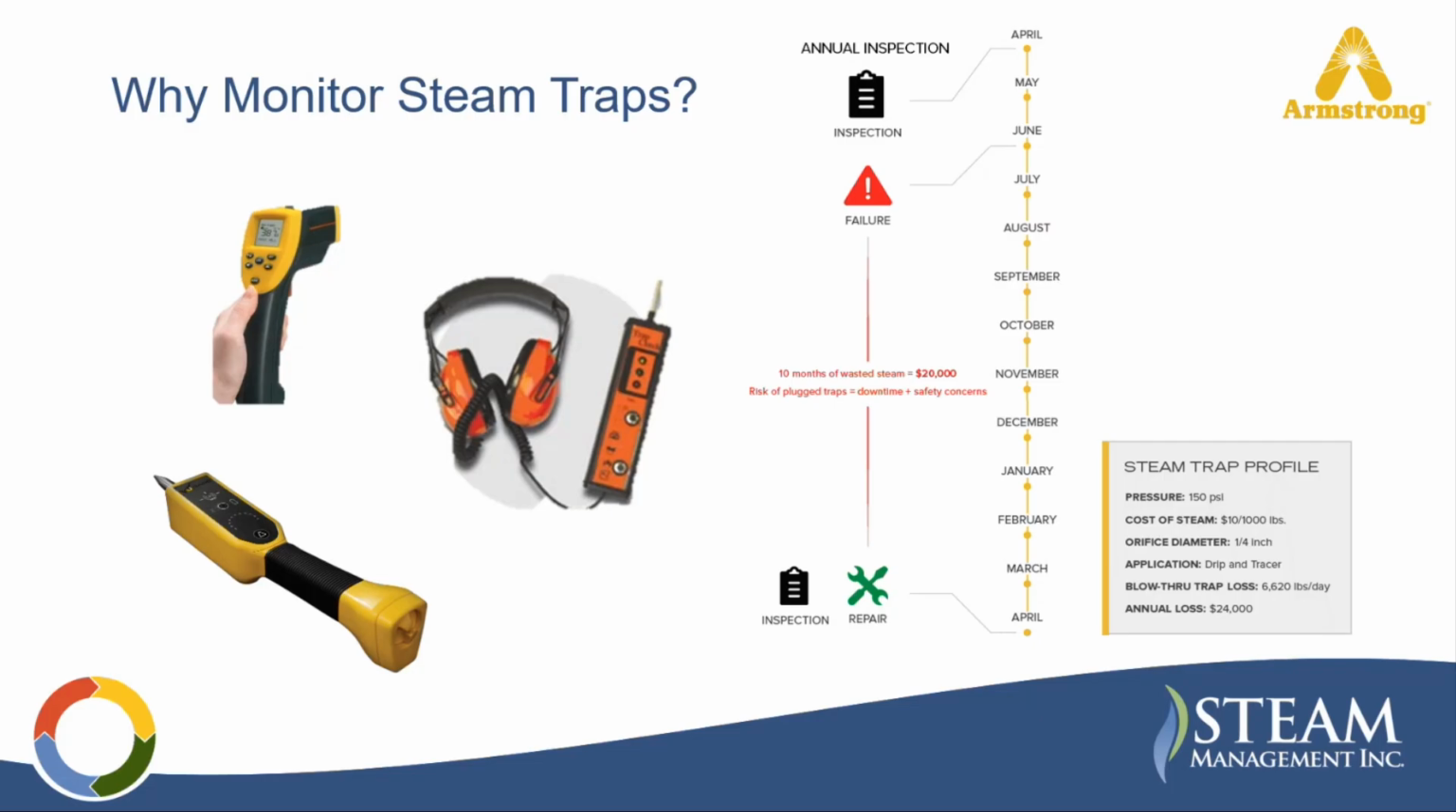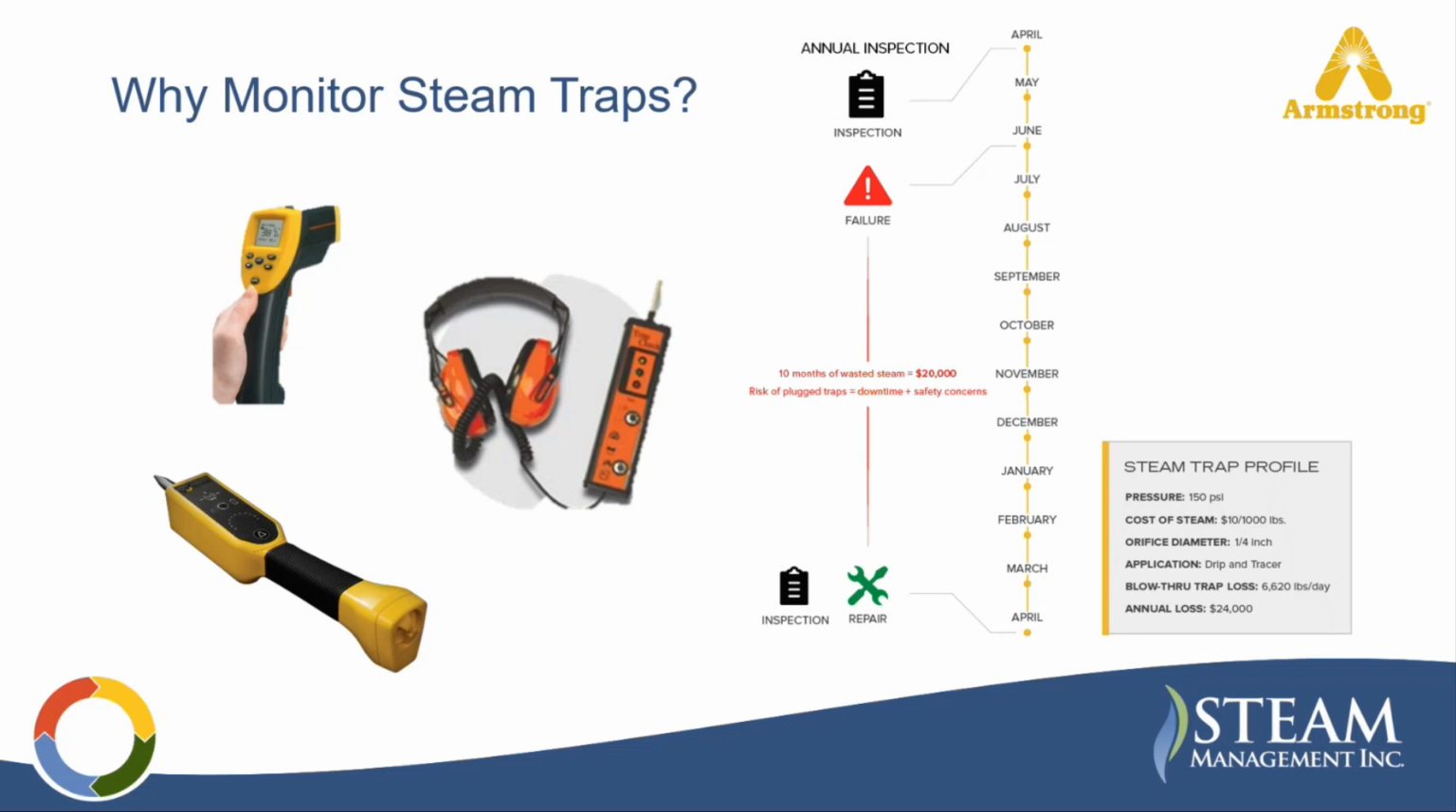Now, just to get an idea of what that kind of impact is, let's put some numbers to it. If that trap happens to be a drip trap on a 150 psi steam line with a 1/4 inch orifice inside of it, which is a very common application and orifice size in a steam trap, and let's say the steam costs approximately $10 per 1,000 pounds of steam at that facility, which is a very normal cost, at least here in the Midwest, that single failed open trap can easily waste around $20,000 before the next annual survey comes around.